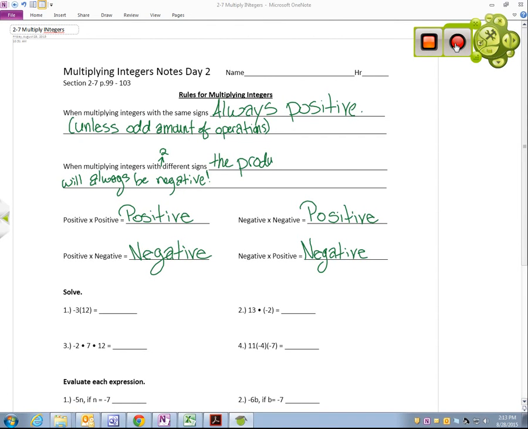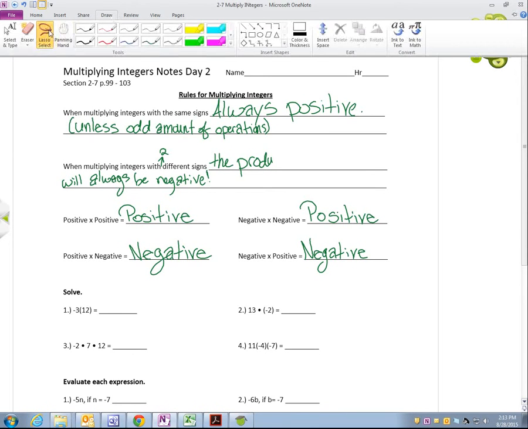Okay, multiplying integers, day 2. When multiplying integers with the same sign, it's always positive. It should say it's always positive, unless an odd amount of operations. That should be on the bottom part, actually.